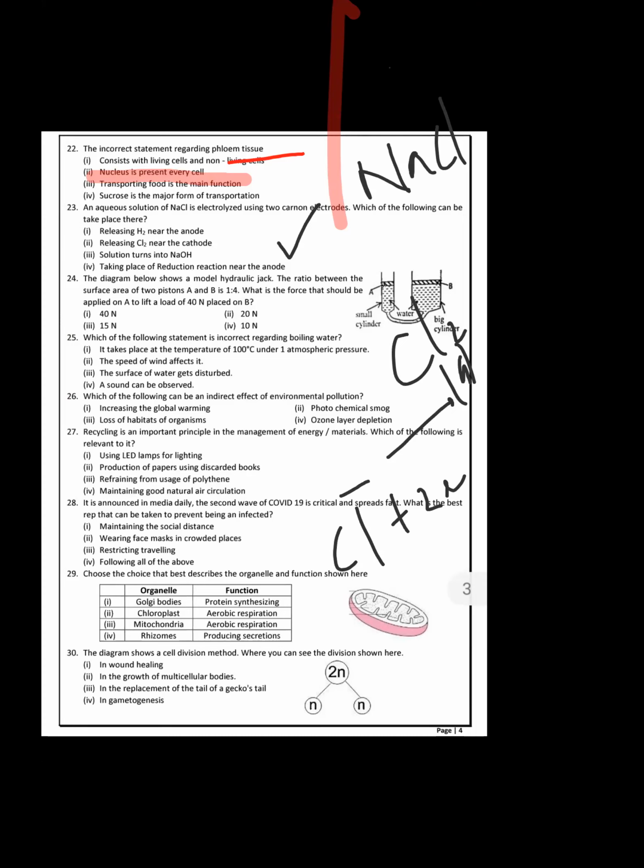The fourth one: the diagram below shows the model of a hydraulic jack. The ratio between the surface areas of the two pistons A and B is 1:4. What is the force that should be applied on A to lift a load of 14 plates on B? The answer is 10 newtons, because when we consider the hydraulic jack, it depends on the Archimedes principle.